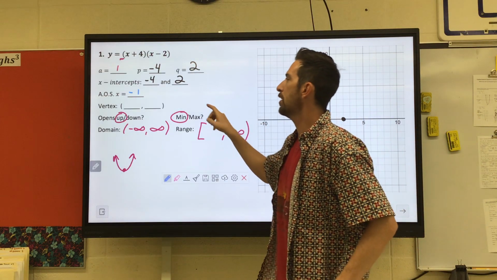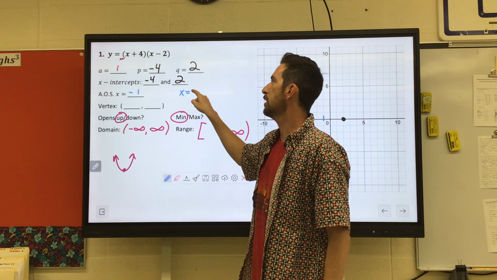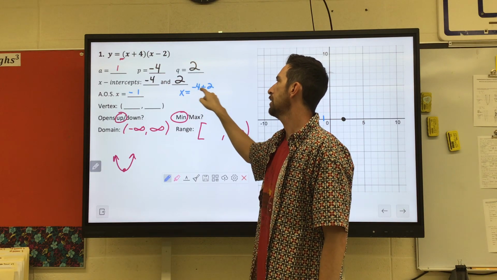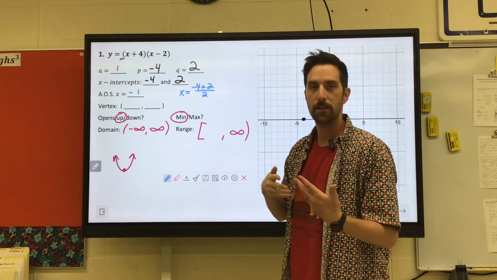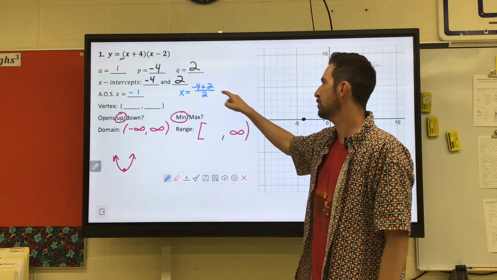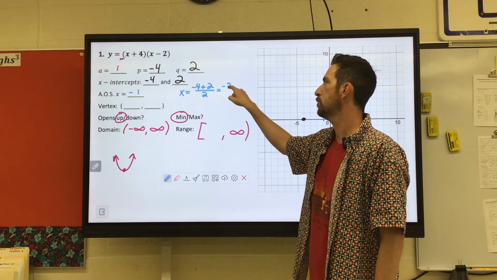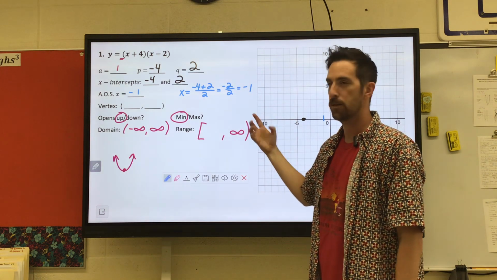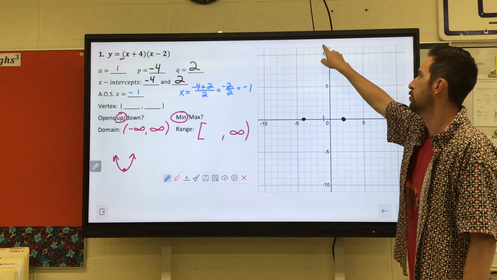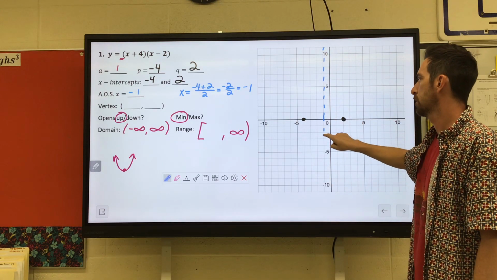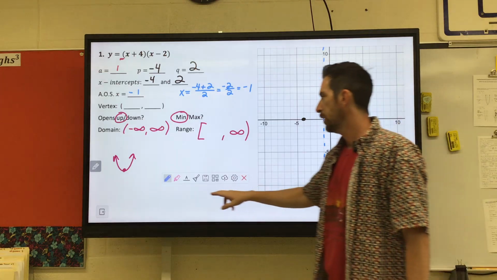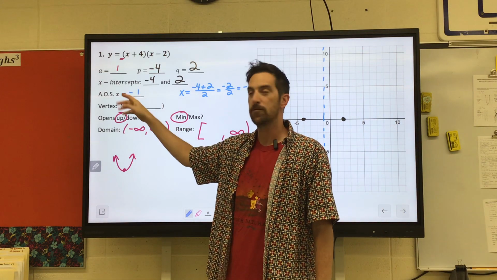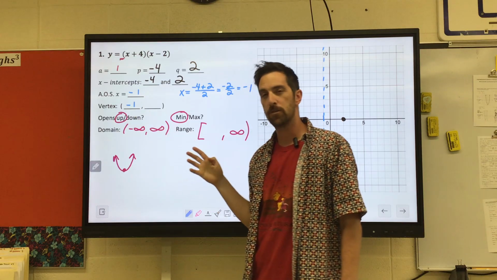So what you always have as an option is you can take the two intercepts, add them together, and then divide by 2. That'll find the middle of them. It's like finding the average, right? So negative 4 plus 2 is negative 2, divided by 2 is negative 1. That's the proper way that you can get the axis of symmetry to be negative 1. Cool. And just like in standard form, the axis of symmetry is also the x-coordinate of the vertex.